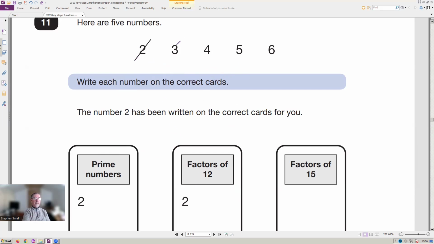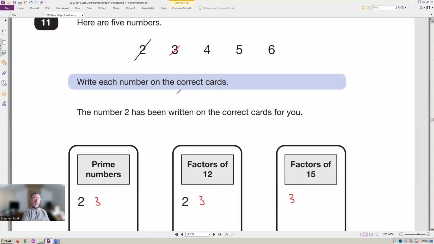Okay, look at 3. Is it a prime number? Yes. Is it a factor of 12? Yes. 3 goes into 12 4 times. Is it a factor of 15? Yeah, 3 goes into 15 5 times. So there's 3 done.